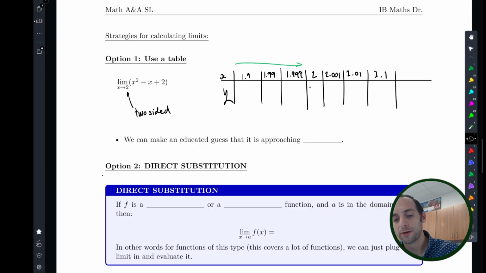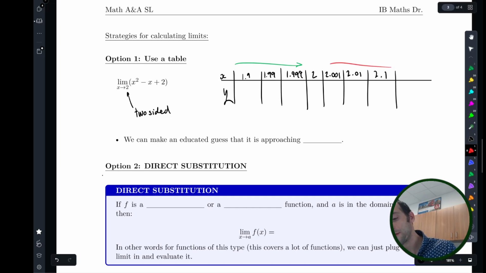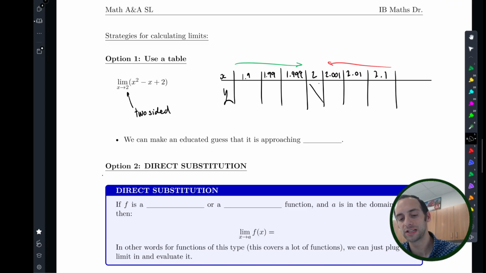Okay? Now, right in the middle, we have our a value, which is our 2. This is the point where we don't actually care what the y value is. As we said before, with limits, we're interested in what the graph is approaching, not what actually happens there. So we can cross out that y value as not of interest to us. From here, it's just a case of substituting these x values into our function and calculating the y values.